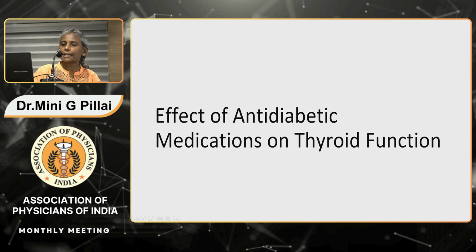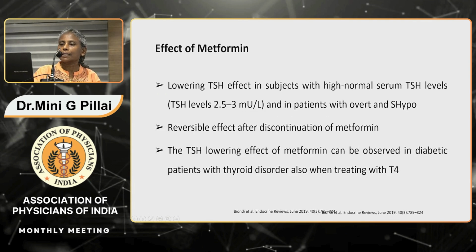Now coming to the effect of anti-diabetic medications on thyroid function, we all know metformin lowers TSH in patients with high normal serum TSH levels, that is more than 2.5 to 3 in various studies, and also in patients with overt as well as subclinical hypothyroidism. So whether the thyroid dysfunction is overt hypothyroidism, subclinical hypothyroidism, or just high normal TSH, metformin has an effect on lowering the TSH level, and this is a reversible effect.